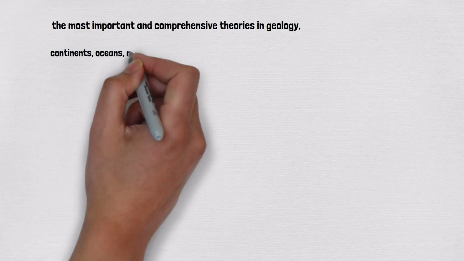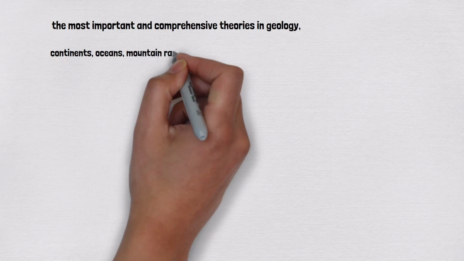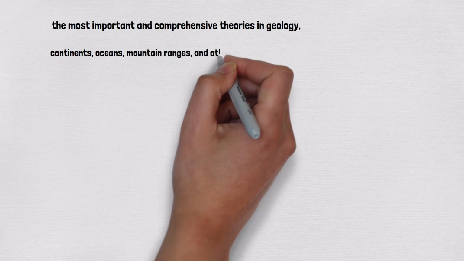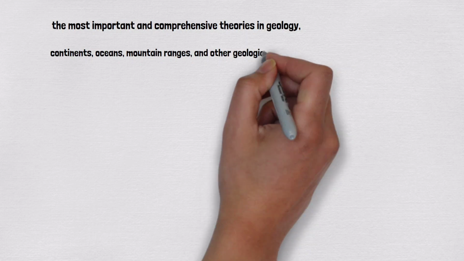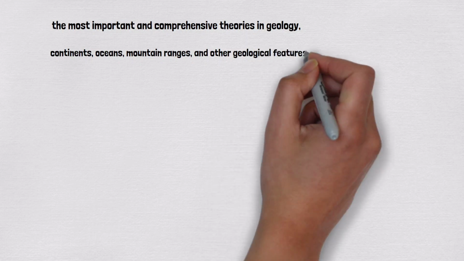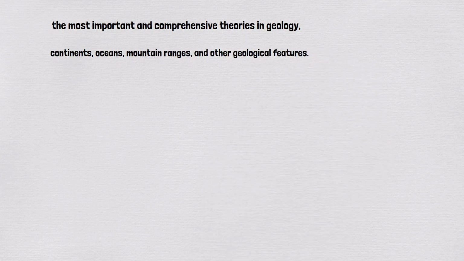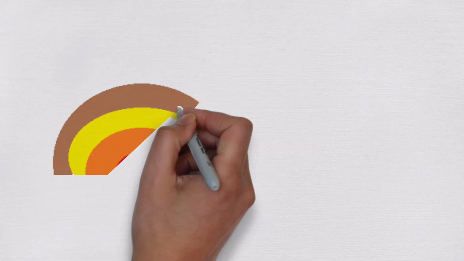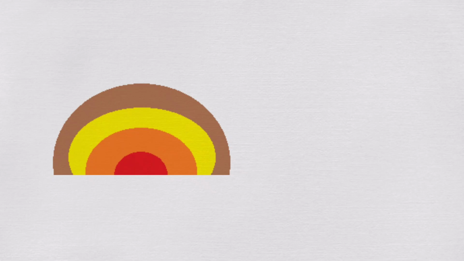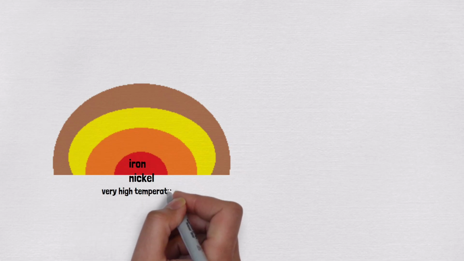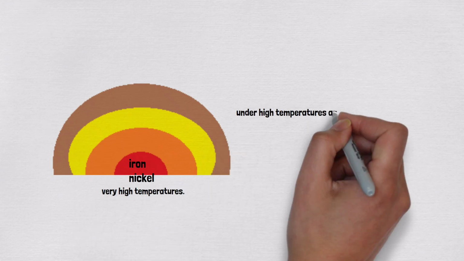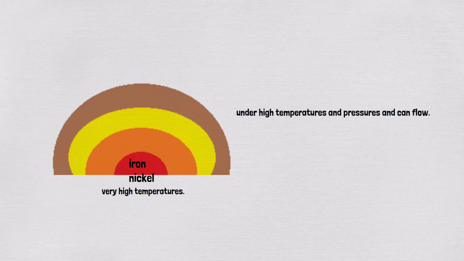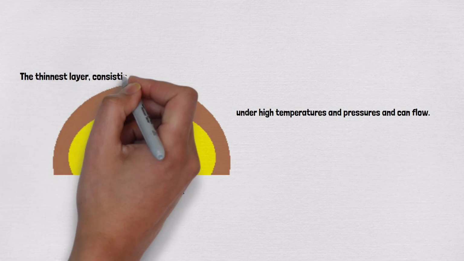Introduction to plate tectonics. Plate tectonics refers to the movement and shifting of large plates of the Earth's crust. These plates, which are sections of Earth's crust, float on the surface and are in constant motion. According to this theory, the Earth is composed of three main layers: inner core, made of iron and nickel, and has very high temperatures. Mantle, a layer between the core and crust, where materials are under high temperatures and pressures and can flow. Crust, the thinnest layer, consisting of both oceanic and continental crusts.